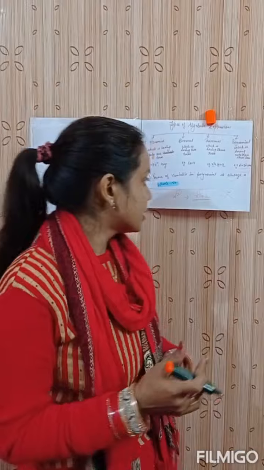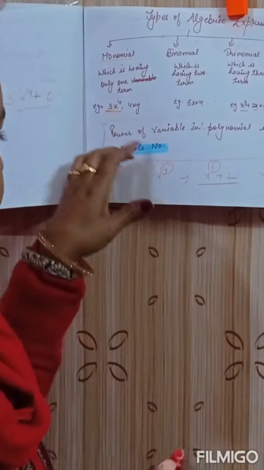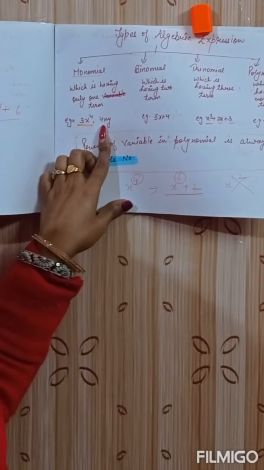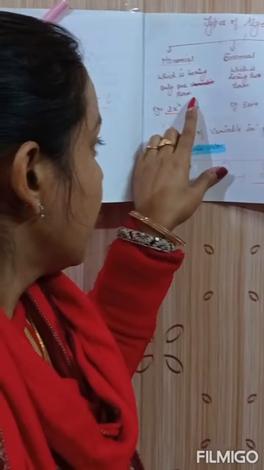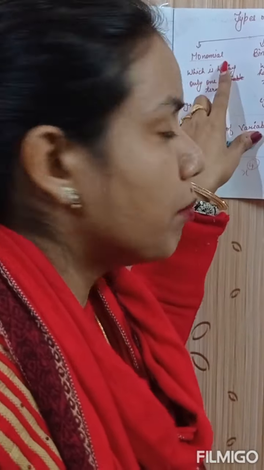Mono means 1. It means an expression which contains only one term is called a monomial. For example, 3x power 4. That means here is only one term. Another example is 4xy. This also contains only one term. This is called a monomial.